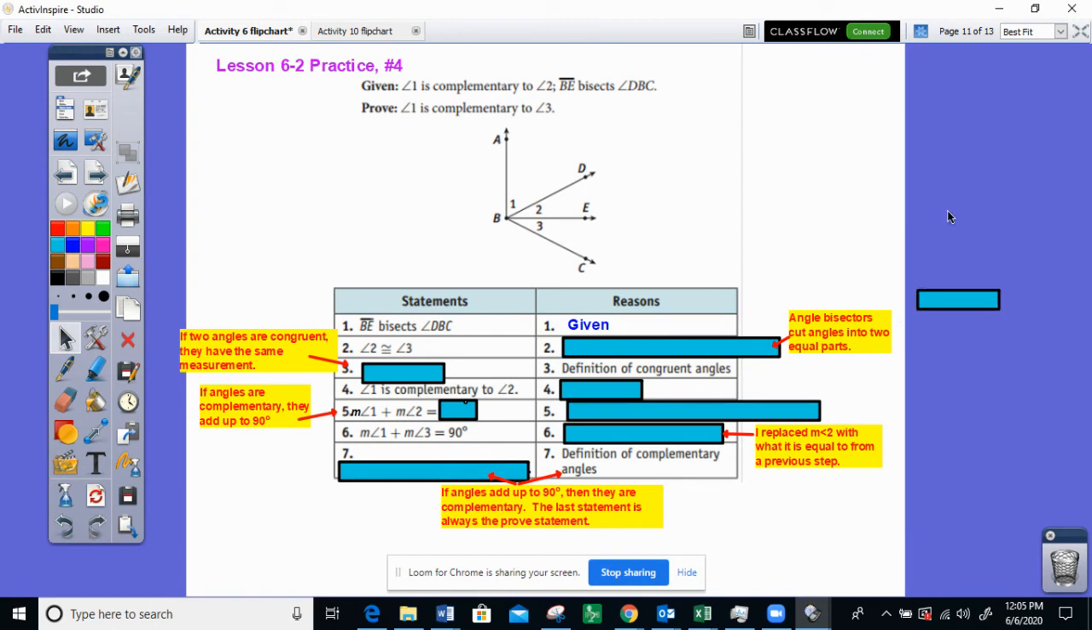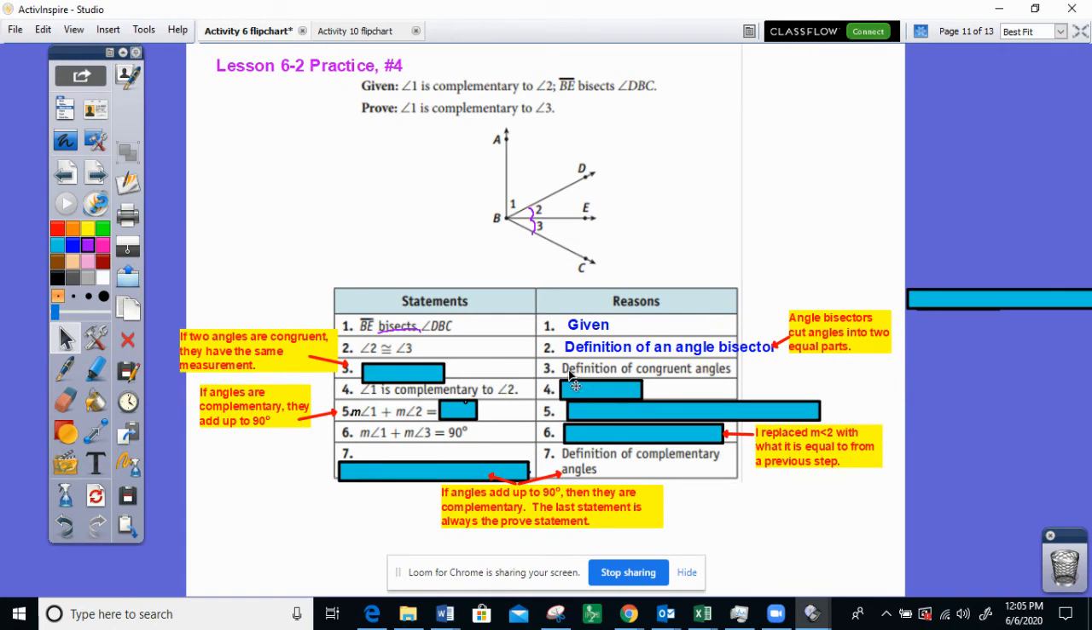Okay, so how do we know if segment BE bisects angle DBC? How do we know that angle 2 and angle 3 are congruent? Well, what does it mean to bisect something? An angle bisector cuts an angle into two smaller congruent angles. So that's because we know what an angle bisector is. That's because of the definition of an angle bisector.